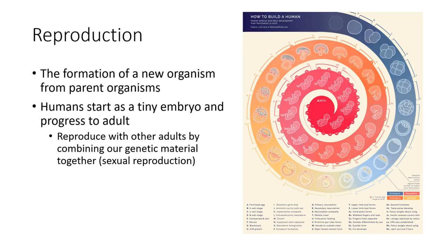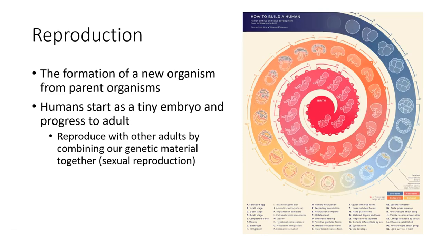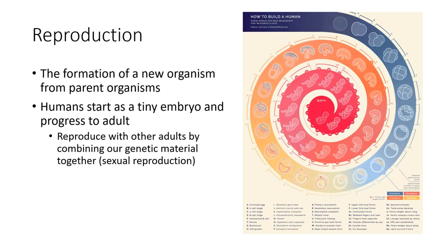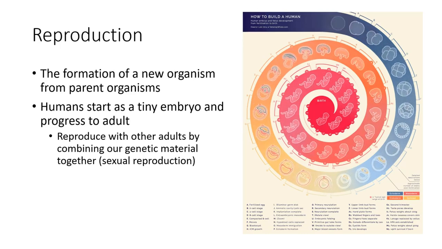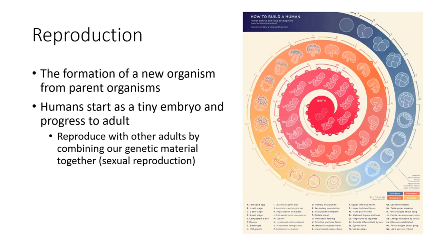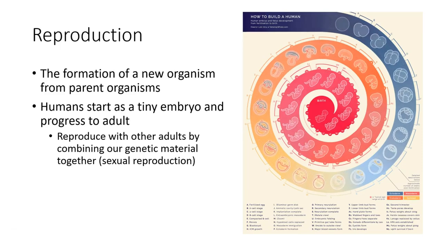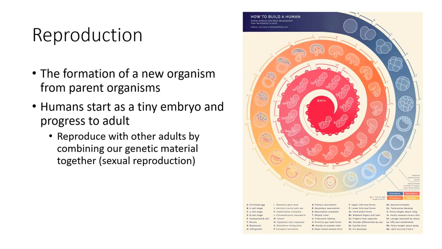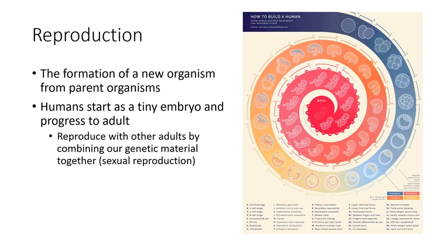We'll talk more about this later on in the semester, but this requires combining genetic materials from two parents in order to produce offspring. There is asexual reproduction. This is commonly seen in bacteria, but we're not really going to get into detail about that in this particular class. You can take microbiology with me later on if you want to learn about asexual reproduction in bacteria.